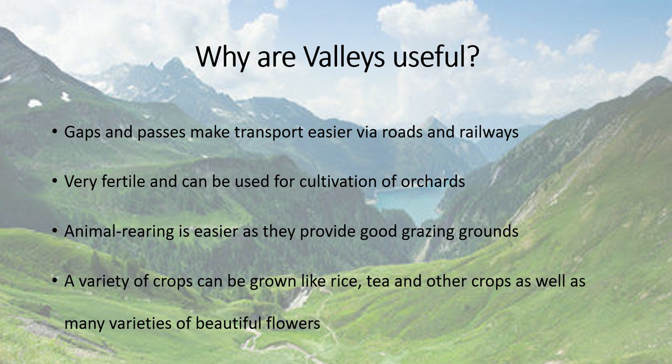They started building roads and railways. They started cultivating different things like crops, like fruit trees, and a variety of flowers. Okay, and they also grew grass, which made it much easier for them to rear up animals. So that is why valleys became very, very useful for human beings.